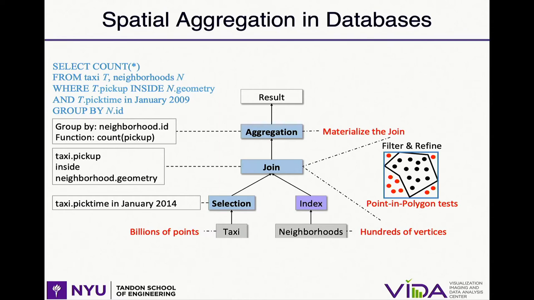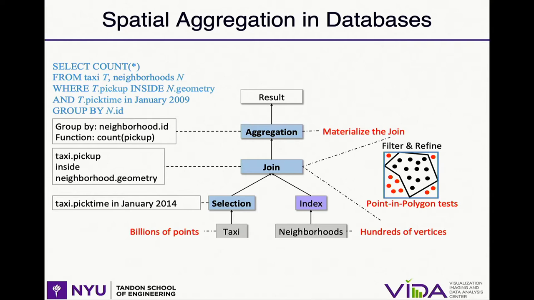And this is done by a spatial join, which has two different phases, a filtering and a refinement phase. The filtering phase approximates the neighborhood polygon with a minimum bounding rectangle, because that's the fastest way to access the index that you have over the neighborhoods. But this provides an approximation. As a second step, you need to do the refinement, where you figure out which taxi trips actually are in the real query polygon, in the real neighborhood.